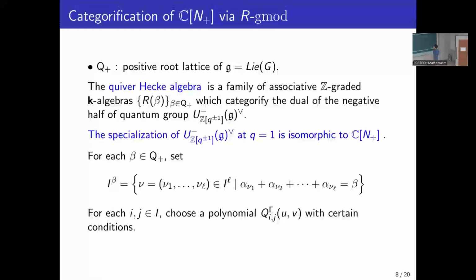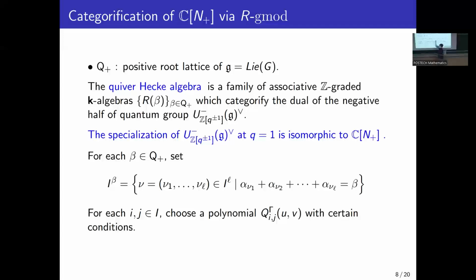So yeah, let me recall that Q plus was the positive root lattice of our algebra. And now it's a totally different thing. Now I introduce the quiver Hecke algebra. This is an interesting thing. The quiver Hecke algebra is a family of associative graded algebras. So it's a family of algebras, and we have infinitely many algebras, each of them parameterized by an element in the positive root lattice.